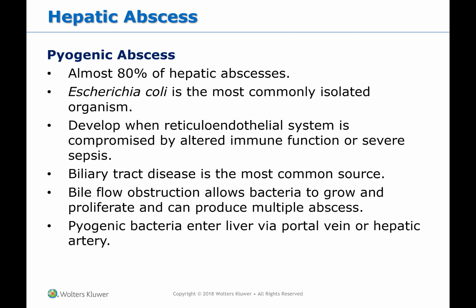And biliary tract disease is the most common source. Bile flow obstruction allows bacteria to grow and proliferate and can produce multiple abscesses. Pyogenic bacteria enter the liver via the portal vein or hepatic arteries.